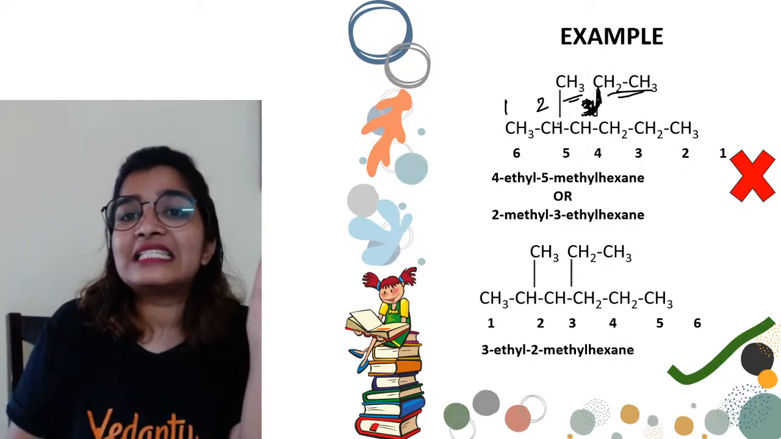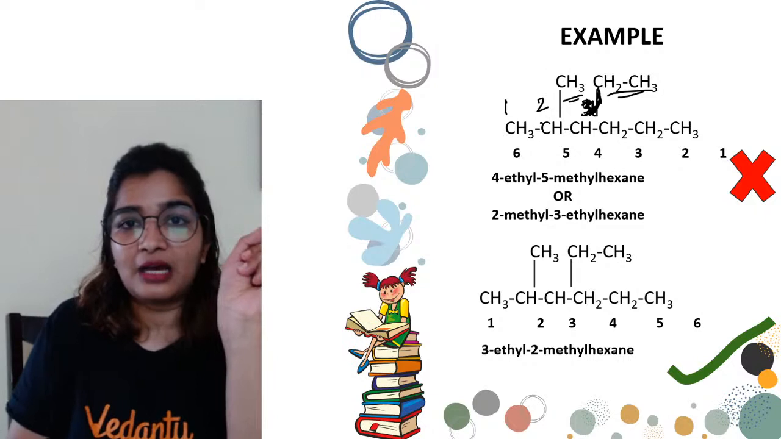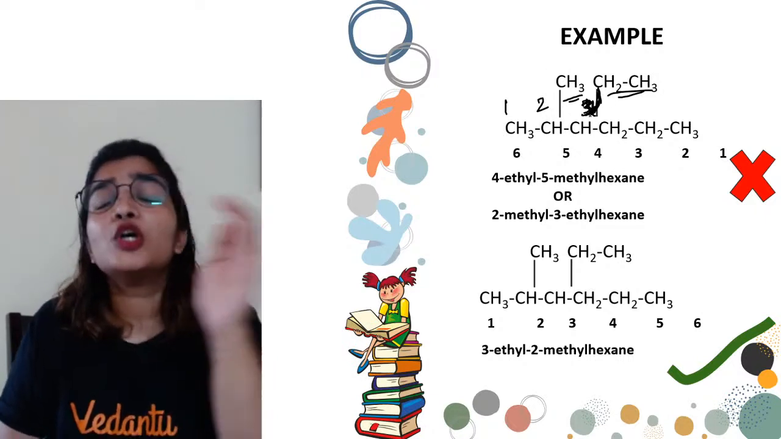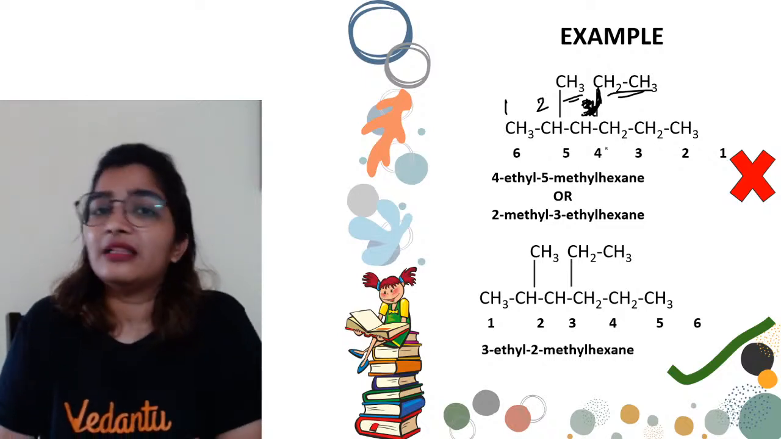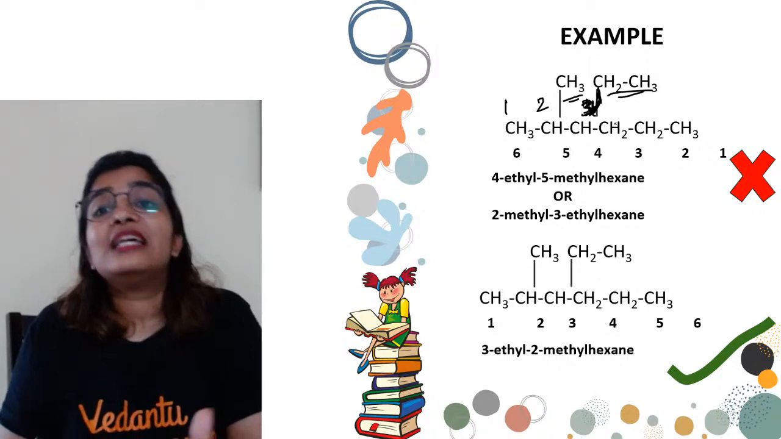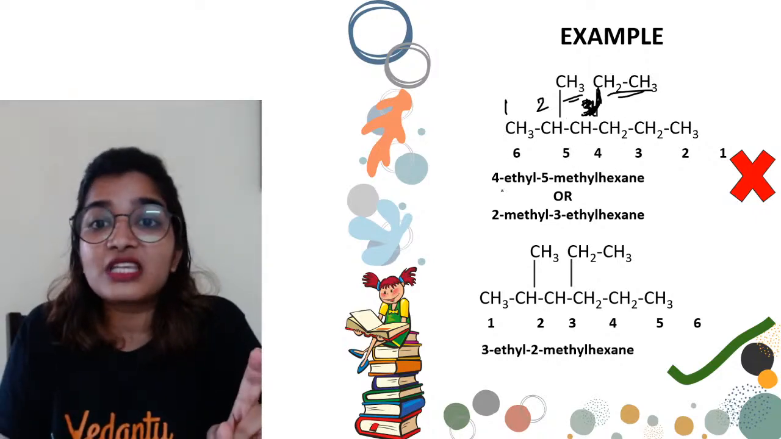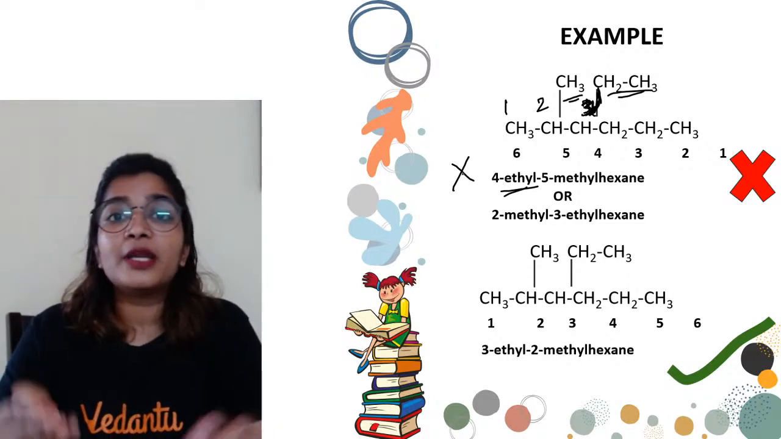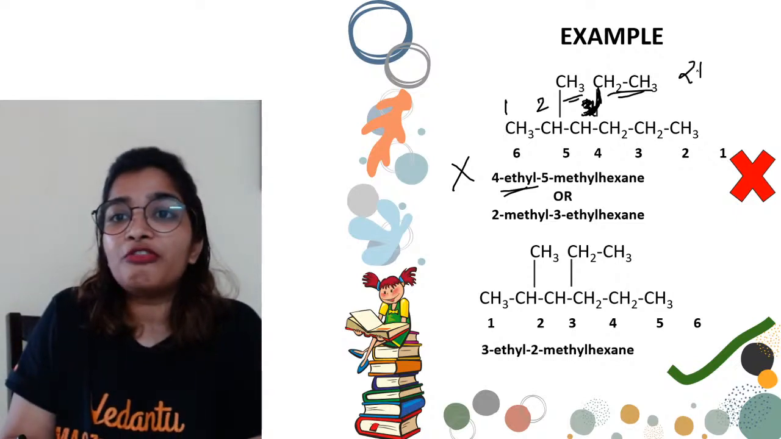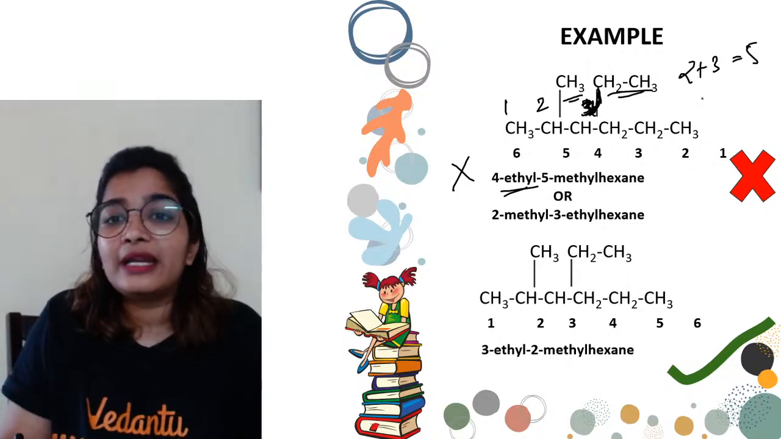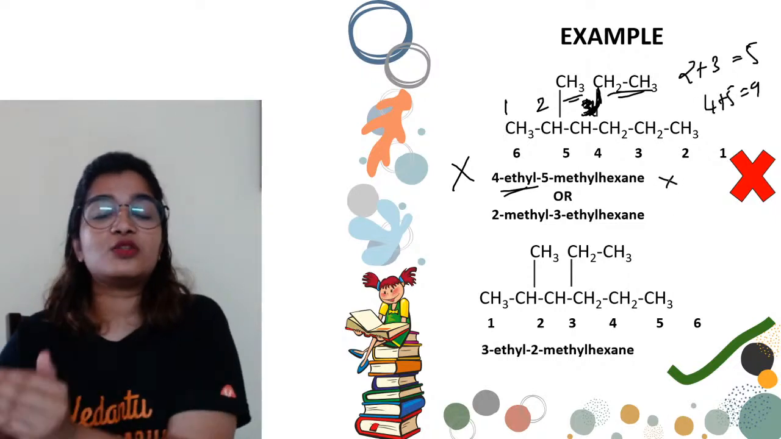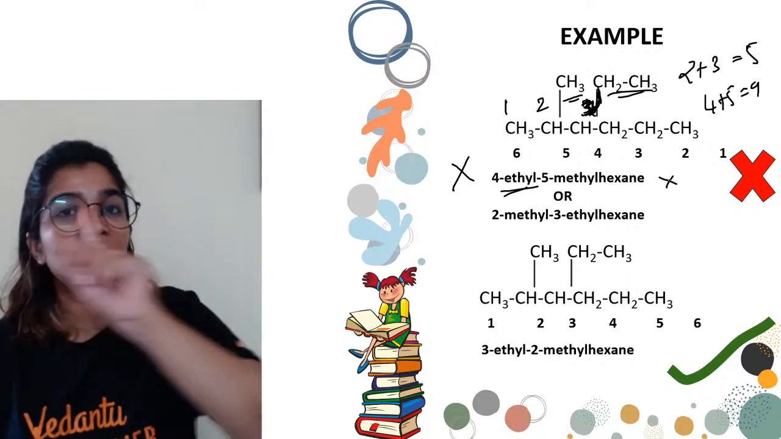Okay, so CH3, CH, CH3. The methyl is attached to the second carbon atom, and the ethyl has been attached to the third carbon atom. So I could have numbered it either this way, that is 4 ethyl, 5 methyl hexane, or 2 methyl, 3 ethyl hexane. Both are wrong. In the first case, the numbering is wrong. Why are you writing 4, 5 when you can finish it in 2, 3, right? 2 plus 3 will be 5. Again the locant rule, and here you will have 4 plus 5. That makes 9. So the first one, as it is not following the lowest number rule, is not right.